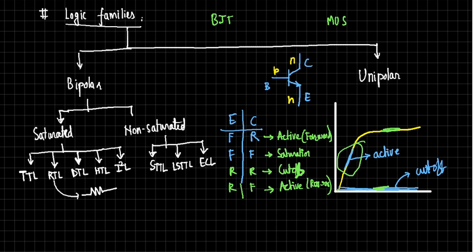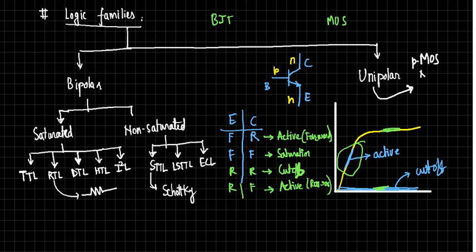Now Schottky is Schottky, name of the scientist. Okay, I'll explain all this. In unipolar, unipolars are further classified as MOS, to PMOS, NMOS and CMOS.